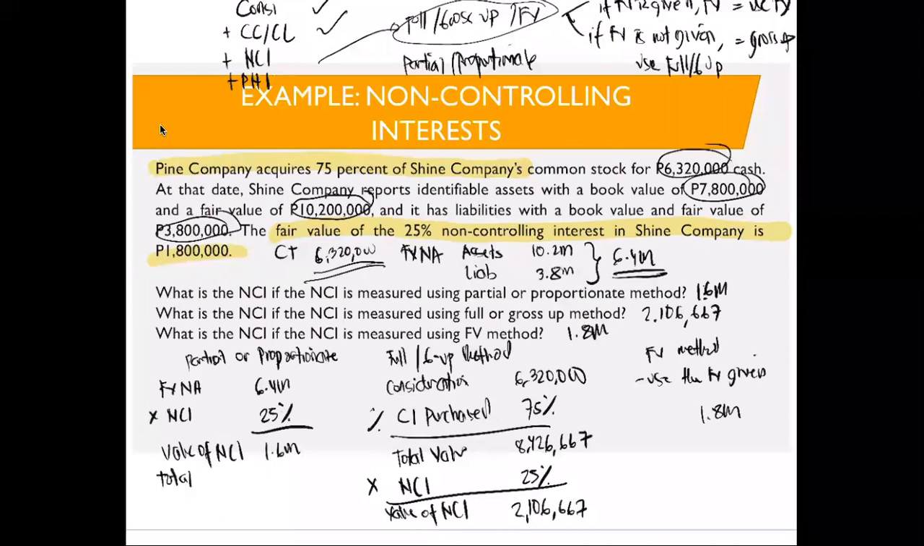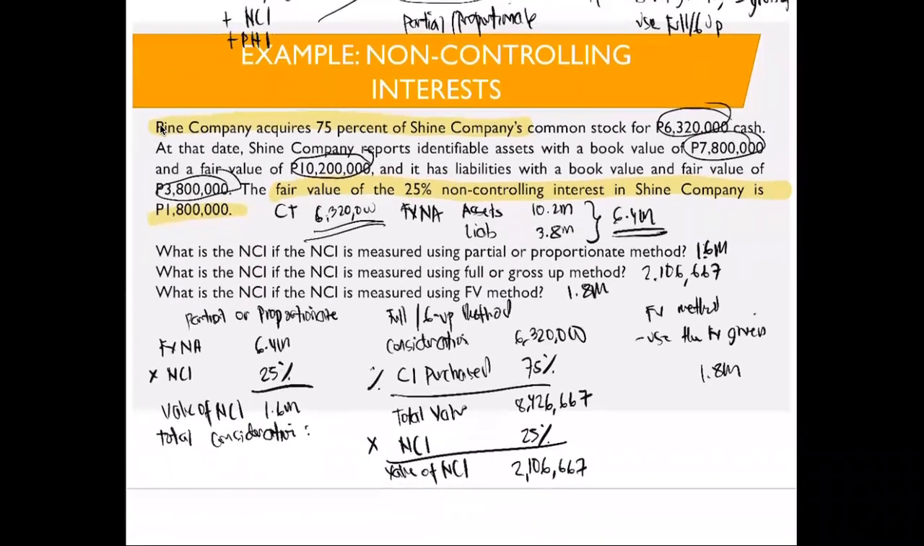Guys, if we try to combine what we have learned initially and including NCI, if the question is total consideration, how do we compute again? Your total consideration is equal to, first, we need to compute the consideration given, plus any fair value of contingent consideration or contingent liability, plus any value of previously held interest, plus any value of NCI.